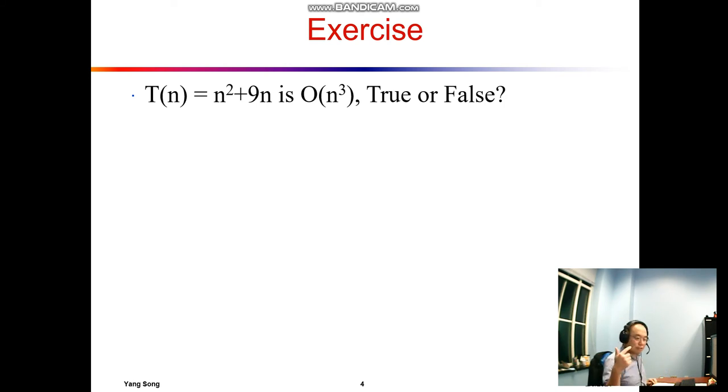So the short answer for this is, remember, O n cube goes even steeper than O n squared. So if O n squared is already an upper bound, this means O n cube, which is even faster, has to be an upper bound too. So if we imagine that, it makes sense. But how do we prove that?